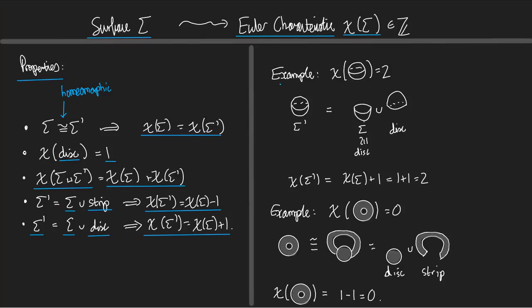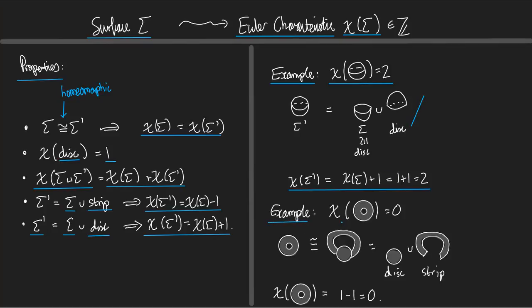So here's an example or two of that in action. I'm going to show you why the Euler characteristic of the sphere is equal to 2. Well, it's because I can write the sphere as this union on the right hand side there. I can think of it as the lower hemisphere, which is going to be my original surface sigma, union with this disk, the upper hemisphere. And the upper hemisphere is glued along the boundary to the boundary of the lower hemisphere. So this old surface sigma is just a disk, with a disk attached. That tells us, by applying the final rule on the right hand side, that chi of sigma prime, which is the sphere, is chi of the old surface plus one, but the old surface was the disk, so this is one plus one, which is two.